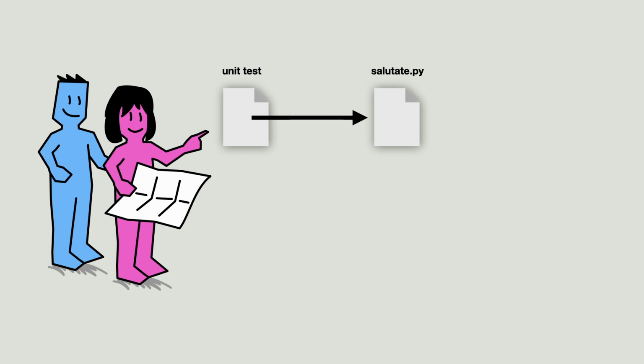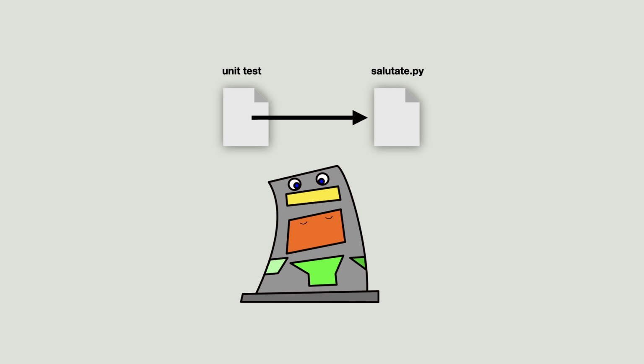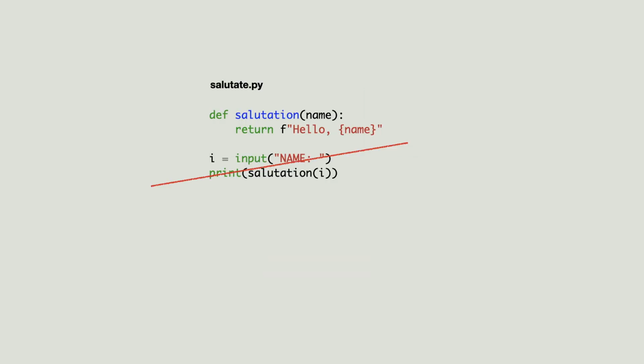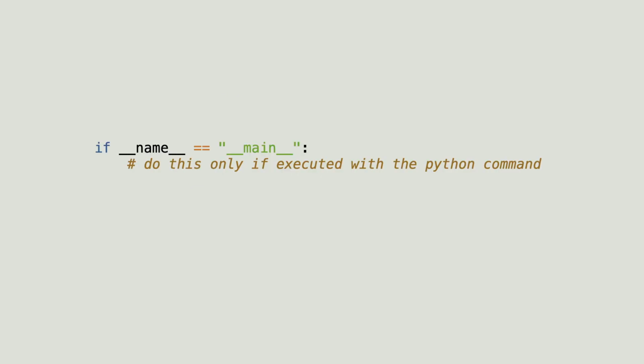But what if the salutate script was also imported by a unit test? There might be a server somewhere in the world now, forever waiting for user input. So, when a script is used as a module, some code might need to be disabled. And this is where the check on the __name__ variable comes in.